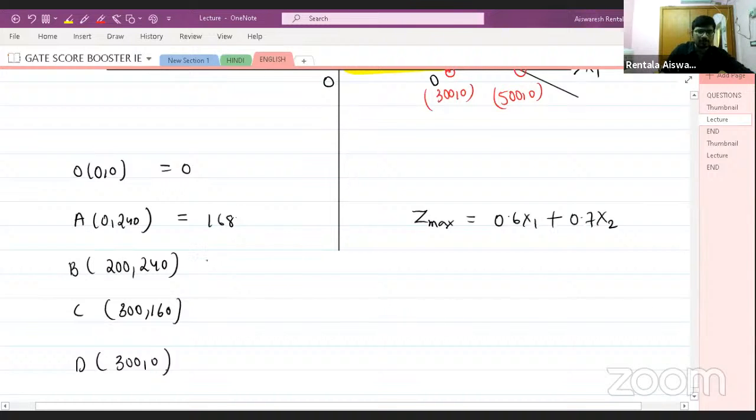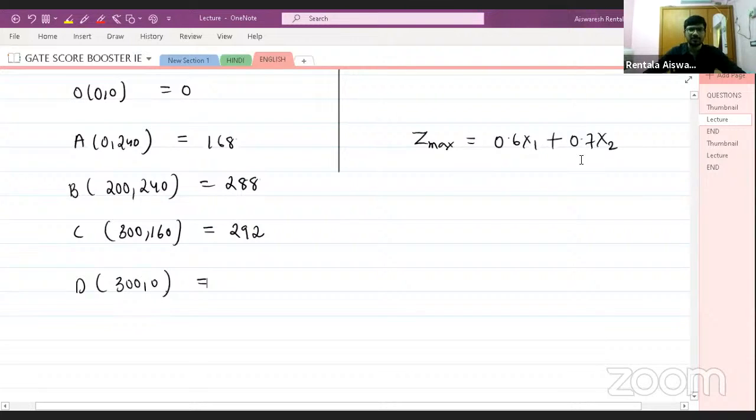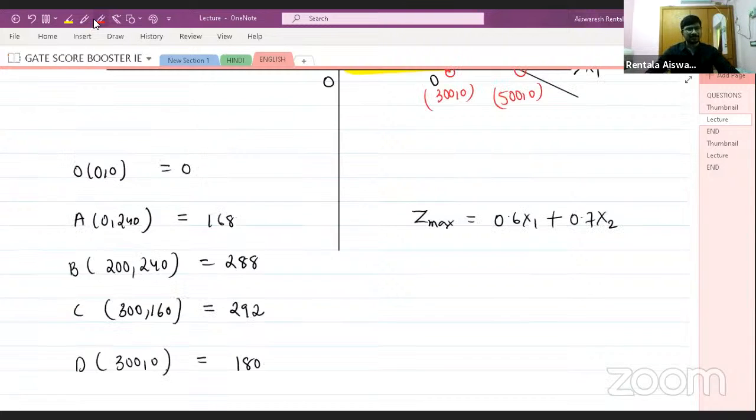168. This will be 288. This will be 292. Okay, and this will be not 210, I think. Please check. 300, 0, right? So it is 180. I think, right? 210 or 180. Last one. It is 180. Okay. Because 300 into 0.6, right? Okay. So all the values are correct.